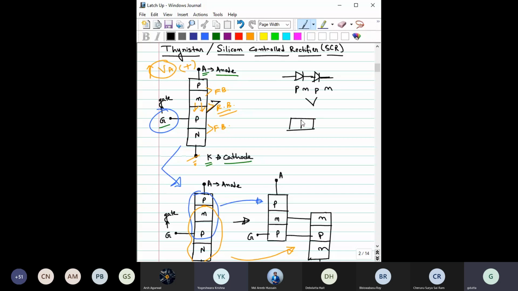Then let us consider it like this: PN, then let us take some metal. So this is metal, this is metal, this is metal. So basically the structure becomes metal to semiconductor, then semiconductor to metal, where M is for metal. So this becomes N, metal, then P. So this is not a PN junction. Obviously, two PN junctions connected in series are not the equivalent of a thyristor or SCR.